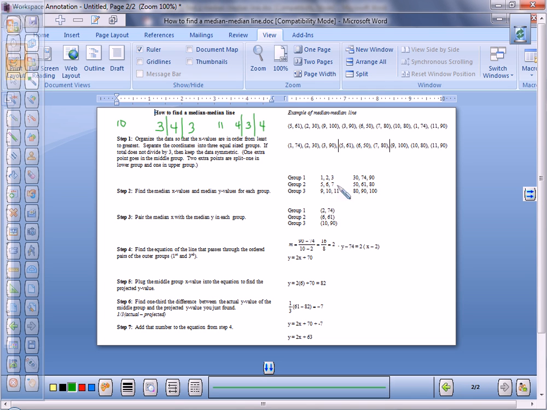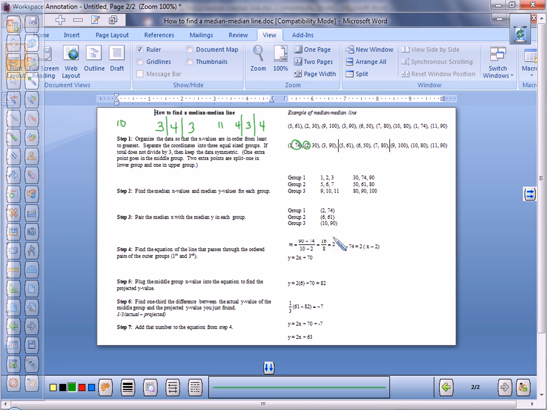Now when you're doing this on an end of course test, you may not do that. You may go, okay, in this group, this is my middle x, and let's look at my y's. This is my middle y. So that's going to be the point 2, 74. That's probably what I would do on an end of course test. And then do it for here too.